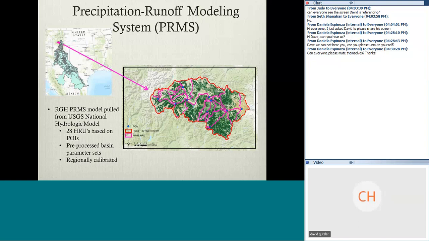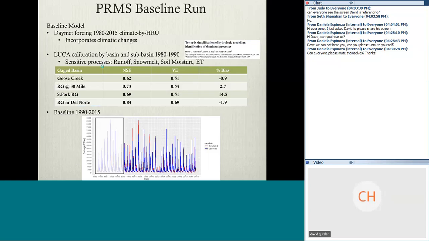These are based on points of interest within the basin, such as gauges, like the Del Norte gauge, major confluences, and also elevation. So you see some higher elevation HRUs in the high elevation regions of the model. The model, as part of this national hydrologic model, is regionally calibrated. But as you can imagine, regionally calibrating for the whole Rio Grande might miss some of the measurement marks that we'd want to hit in the headwater areas.